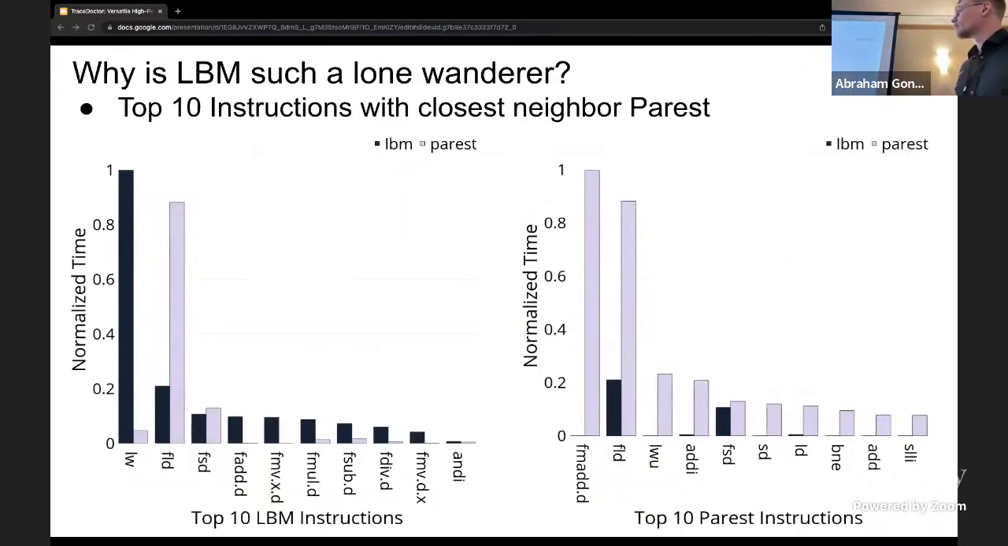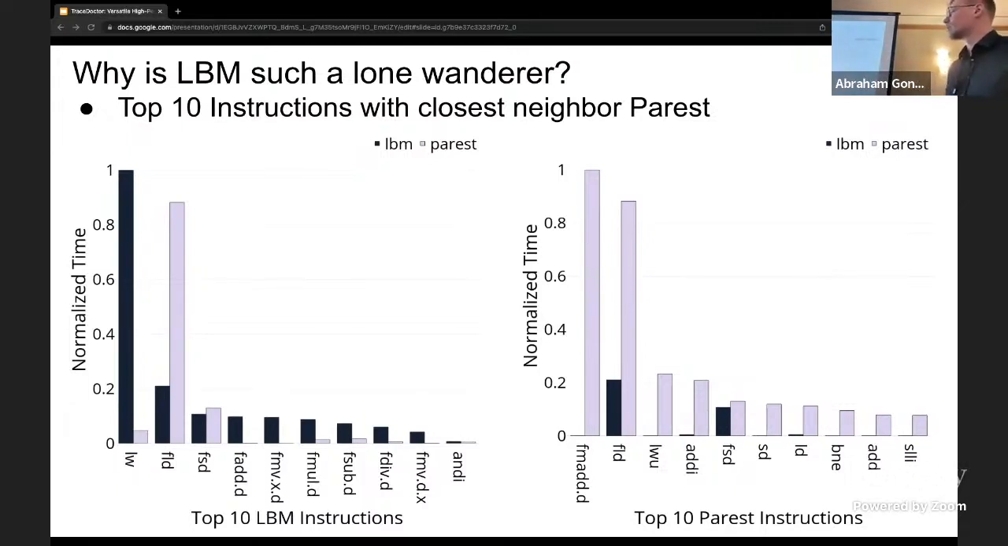So have a look at the top 10 instructions with the closest neighbor of Paris and see why LBM is such a lone wonder, why it's so alone. On the left side, you can see the top 10 LBM instructions. The darker bar is LBM and the lighter bar is Paris. It's the normalized time that this benchmark has spent at each of those instructions. And you can see that they are quite different.